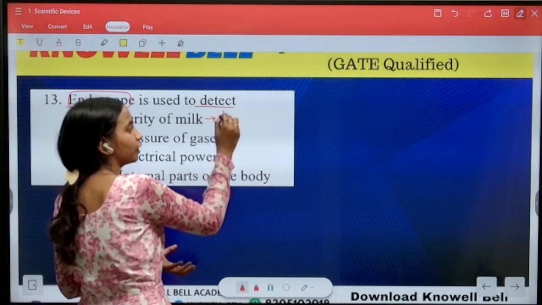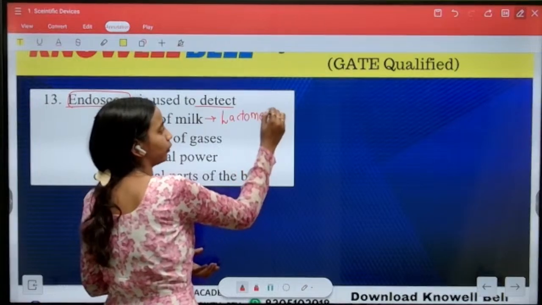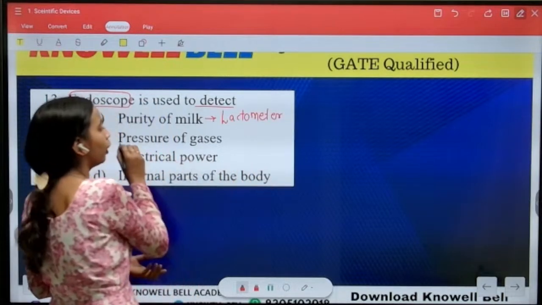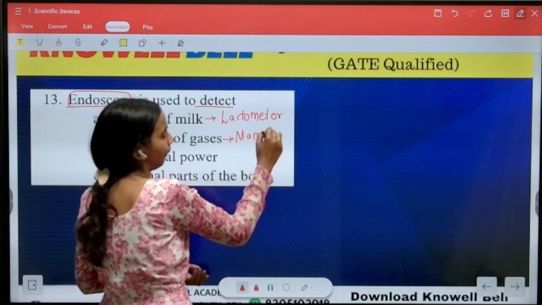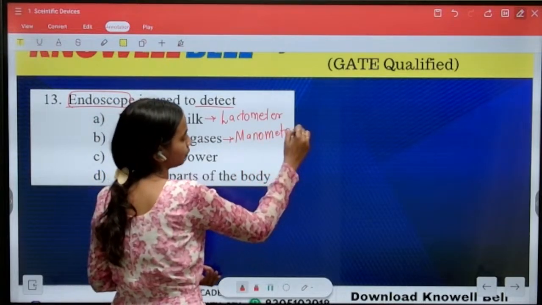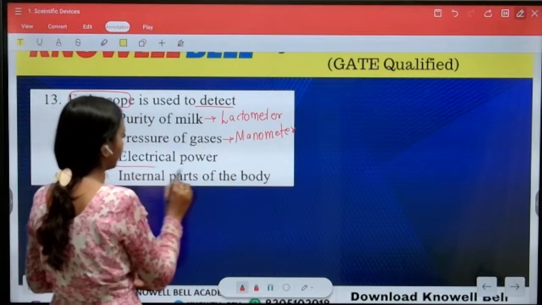So we have already studied that for purity of milk, we use the device called lactometer. For pressure of gas, what do we use? We use the manometer. Which device do we use? We use the manometer, for electrical power and for internal organs of the body.